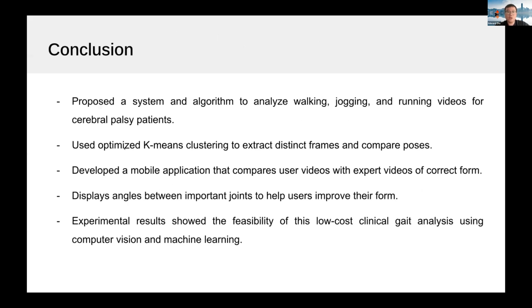So to conclude, in this study, we proposed a system and algorithm that can analyze the walking and the gait of a cerebral palsy patient. We used a k-means clustering algorithm to identify the representative frames from a user's inputted video. And then we also developed a complete mobile application where users can get gait data and see their improvement over time. And the experimental results show that this low-cost clinical gait analysis system has quite a lot of accuracy.